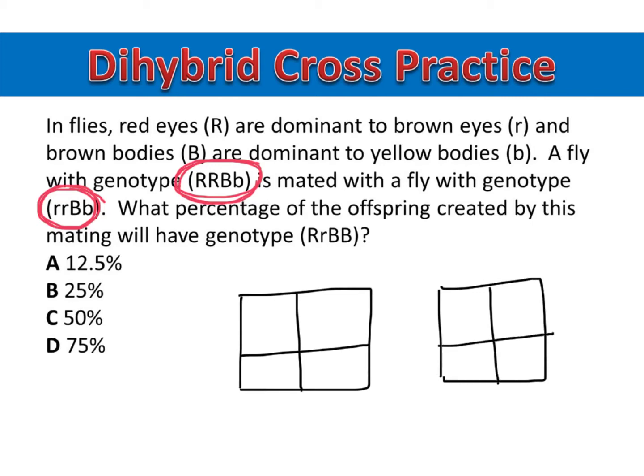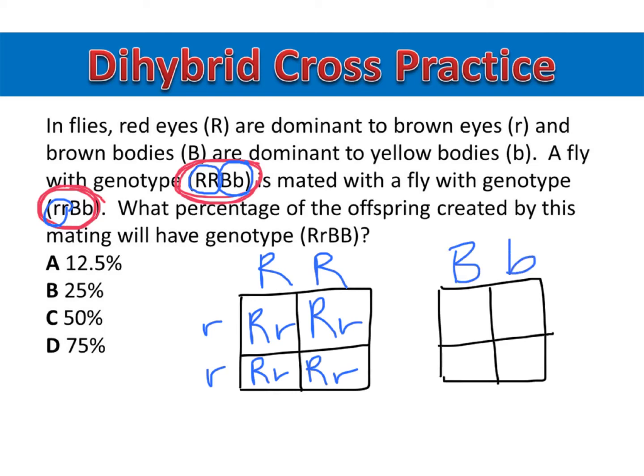My first Punnett square will be about eye color. And so I have one that's homozygous dominant, big R, and one that's homozygous recessive, little r. So now I can fill it in. My other Punnett square will be about body color. So I have one that's heterozygous for body color, and the other is also heterozygous for body color. And so now I can fill that in.